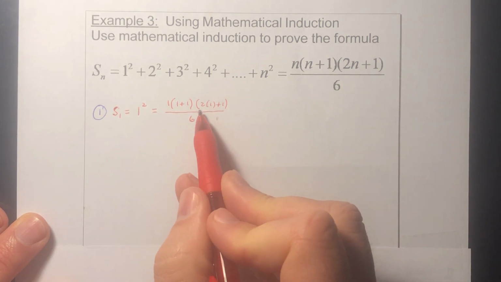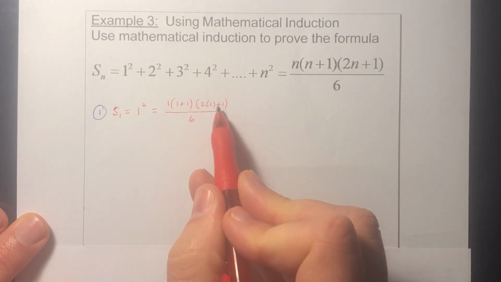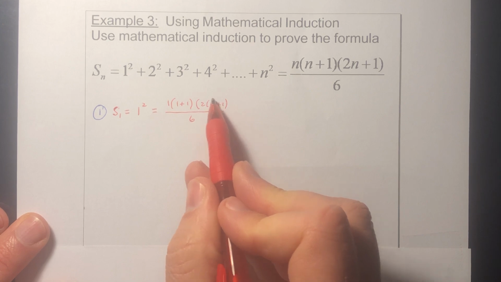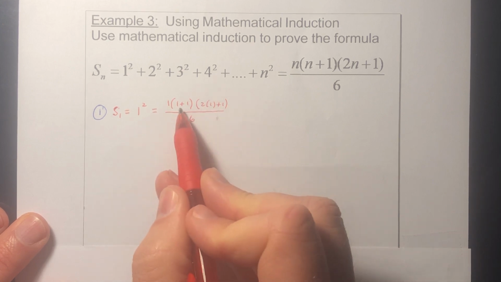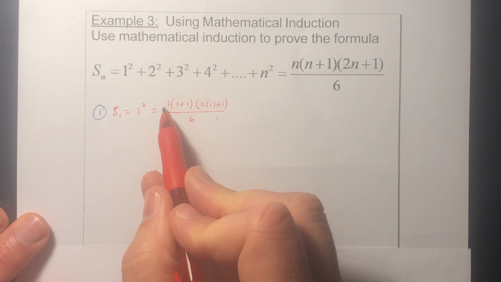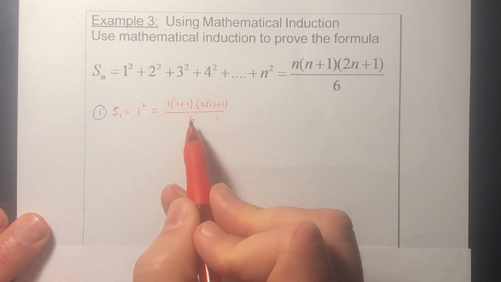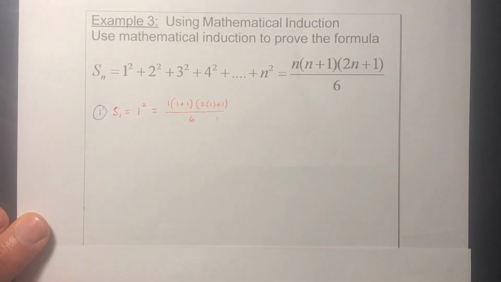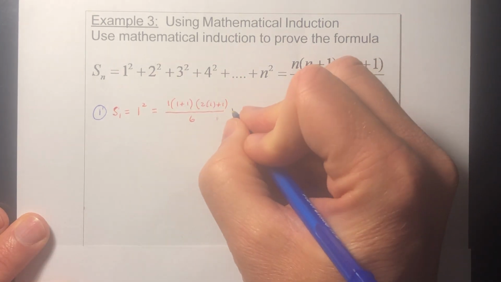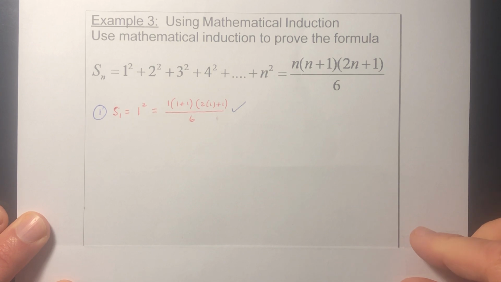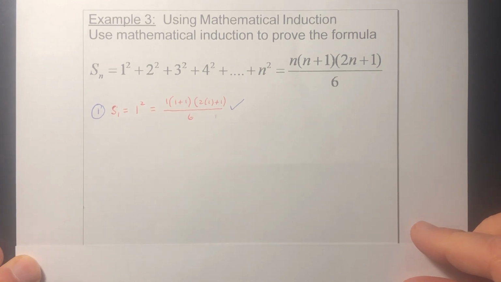All right, so 2 times 1 is 2, plus the 1 is 3, so all this is 3. 1 plus 1 is 2, so now we have 1 times 2 times 3, which is 6. 6 divided by 6 is 1. It checks. Okay, so we have to show that. That's step 1. We have to show that it works for the very first term.